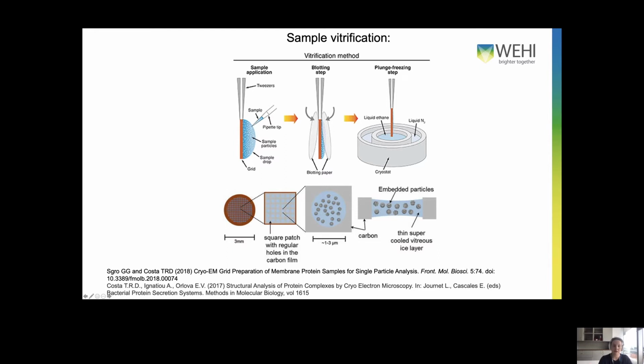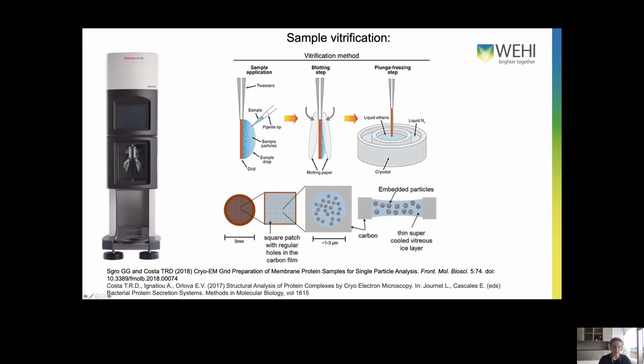And this is what we expect to see. So this is our grid. The grid is usually carbon coated, and then there are these holes where we deposit our protein solution. And after we froze, we hope to see vitreous ice, in blue here, with the embedded particles. And we hope to see a single layer of particles that will be in different orientations. And the whole process is automated nowadays. So we have this machine, in this case the Vitrobot Mark IV from Thermo Fisher, that basically takes all of this process and automates it.